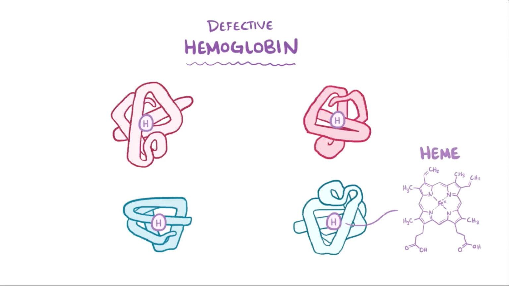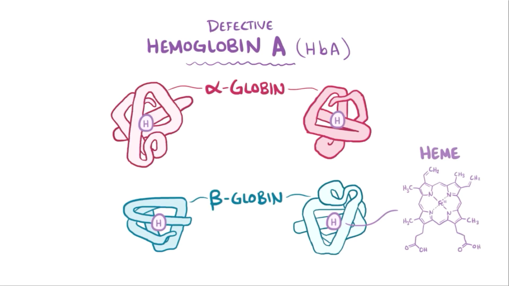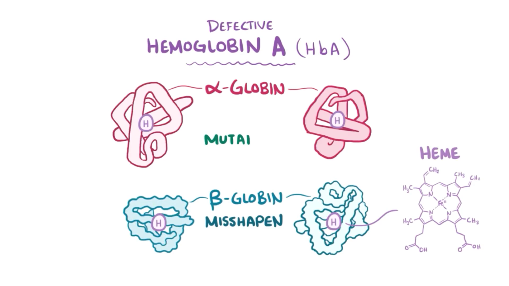Different hemoglobins have different combinations of these chains. Hemoglobin A, or HbA, is made up of 2 alpha globin and 2 beta globin peptide chains. And this is the primary hemoglobin affected in sickle cell. Specifically, the beta globin chains end up misshapen. This is because of a mutation in the beta globin gene, or HBB gene.